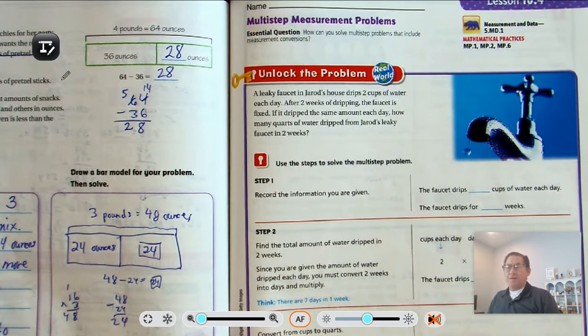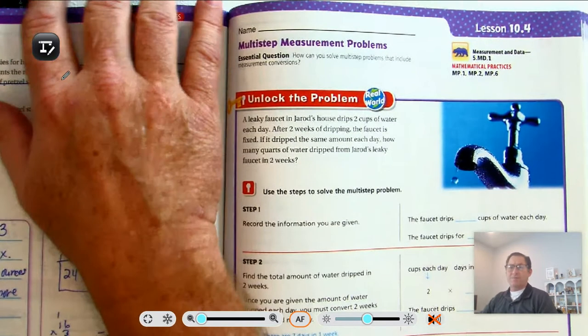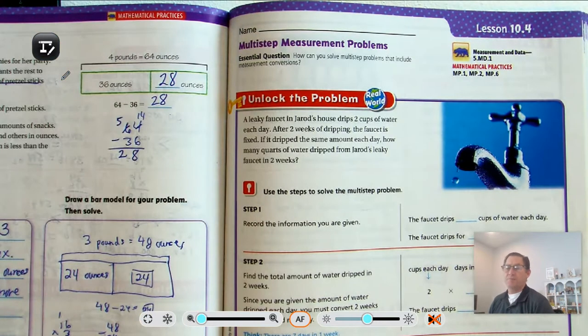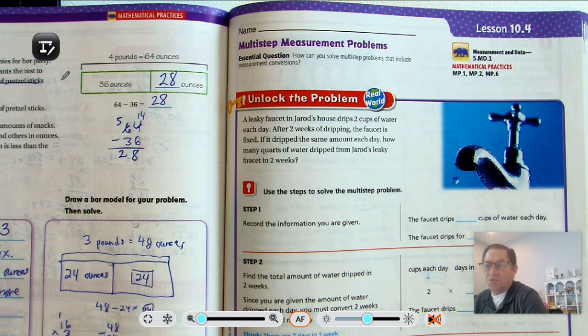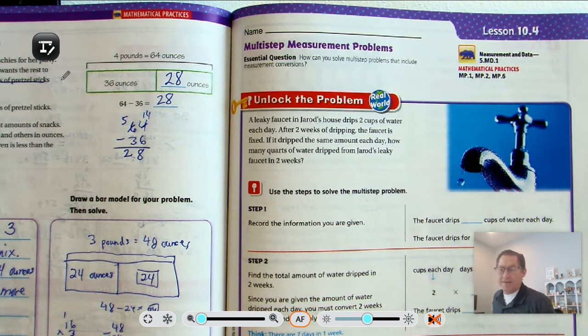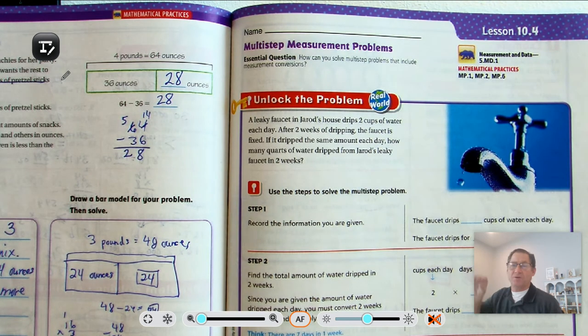Hello, everybody. So today we're going to continue with lesson 10.4 Multi-Step Measurement Problems. And our essential question that we need to be able to answer by the end of the lesson is, how can you solve multi-step problems that include measurement conversions? Okay, so we're on page 439 of the 5th grade Go Math textbook.